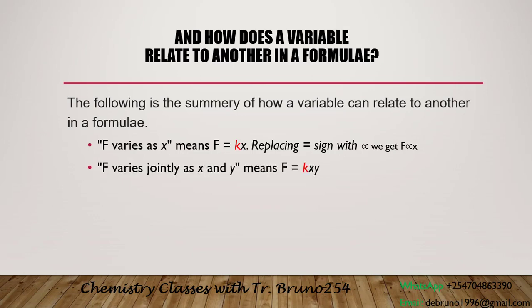joint relationship. That is, f varying jointly as x and y. In this case, we have two variables, x and y, varying jointly as f. What does that mean? As the product of x and y increases, the value of f increases. That's simple. k is the constant.